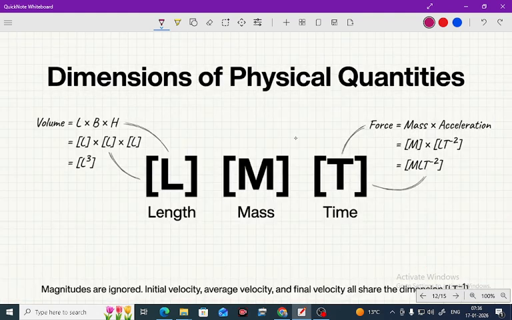That is this one, the dimensions of physical quantities. We know that length is expressed as capital L, mass is expressed as capital M, and time as capital T, and these are the dimensions of a physical quantity. Suppose volume, length into breadth into height, L cube. Suppose force, mass into acceleration, M L T to the power minus 2. So these are the dimensions of a physical quantity. Magnitudes are ignored. Initial velocity, average velocity, and final velocity all share the dimension L T to the power minus 1.